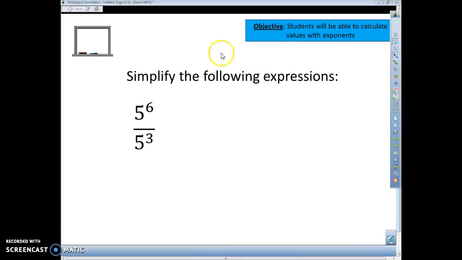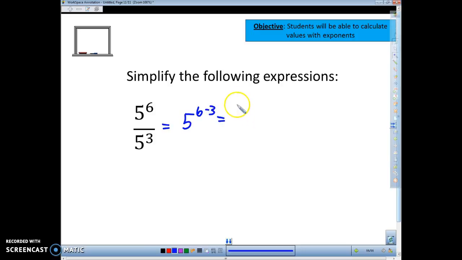Just some whiteboard problems. Please, again, write this on the back of your notes. You have a blank page back there. So I have 5 to the 6 divided by 5 to the third power. And when I do this, I have the same base, so I'm going to subtract the powers. The numerator goes first, 6, minus the power in the denominator, which is 3. So 5 to the 6 minus 3 power is 5 to the third. And this is our answer.